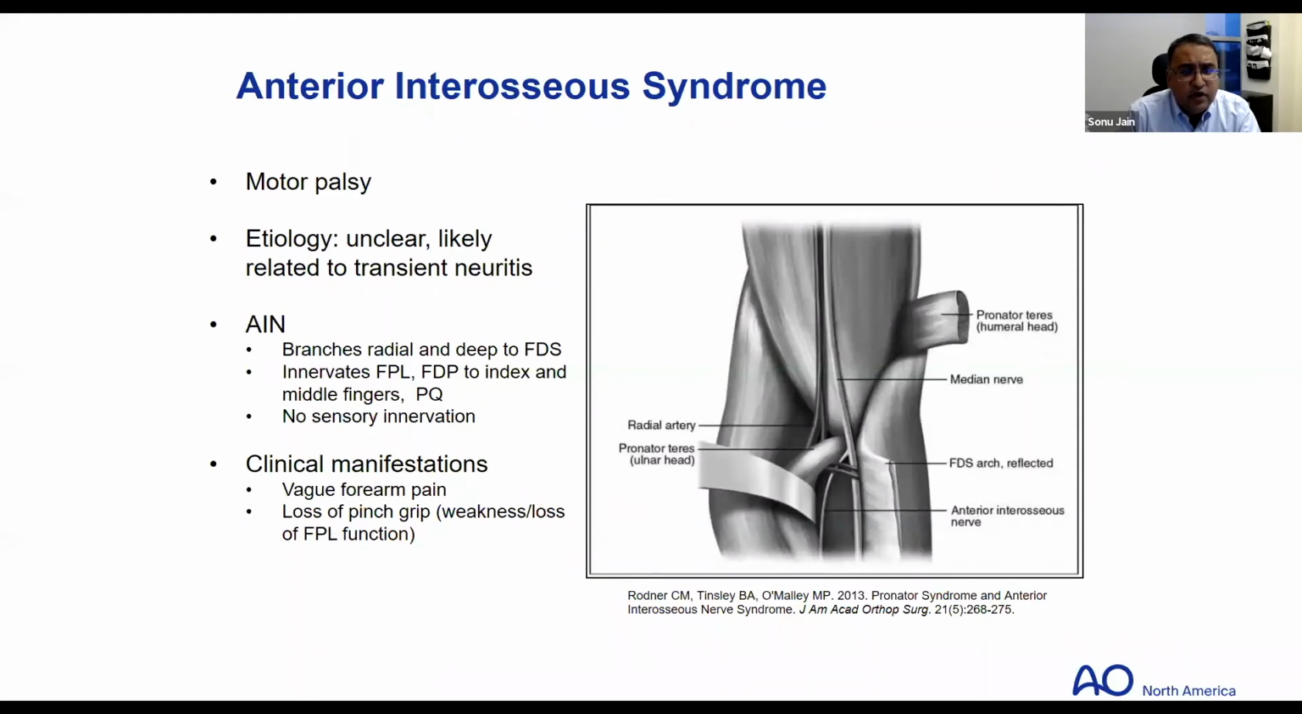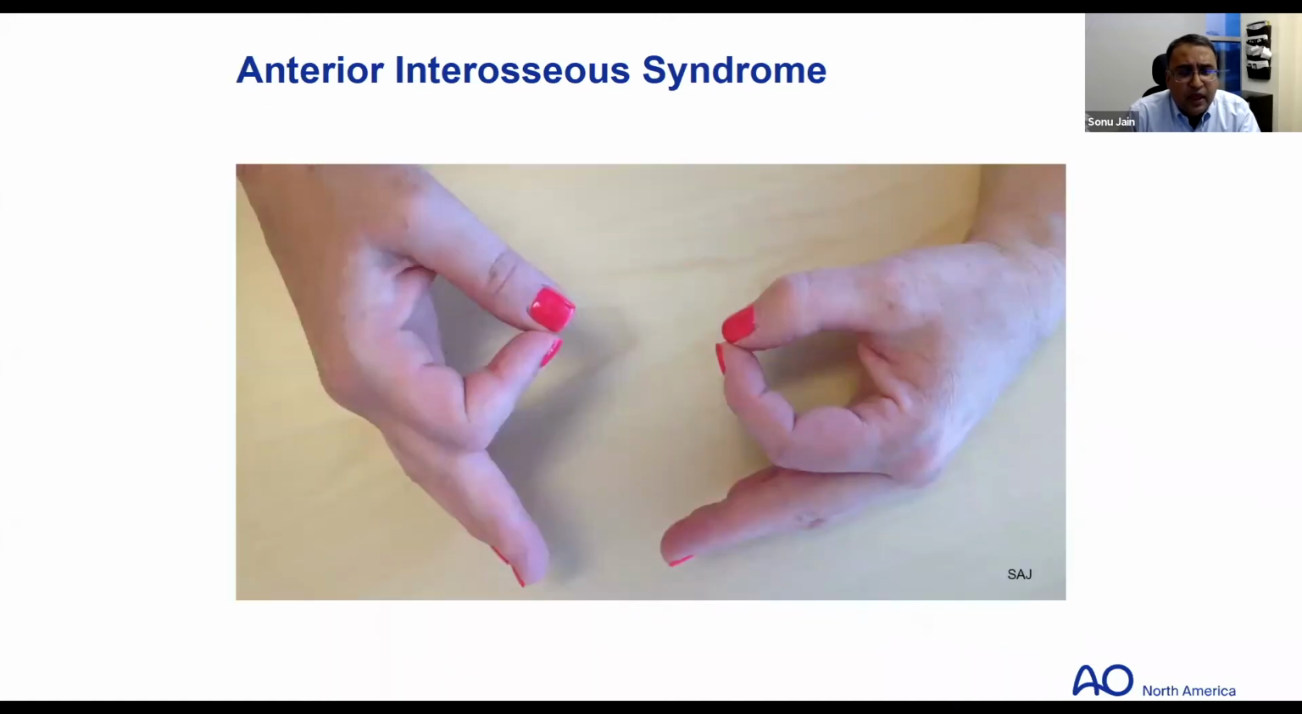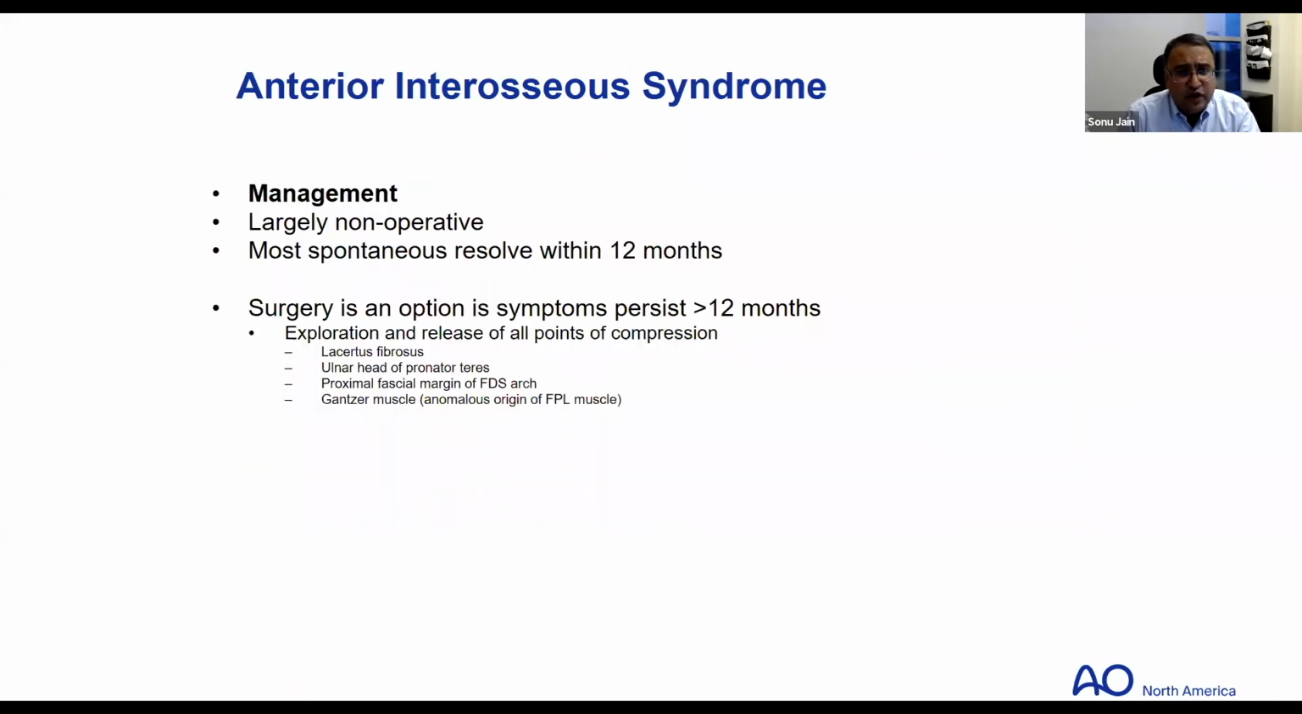And so, again, we're talking about the branches radial and deep to the FDS, and you get this vague forearm pain. And you can see here, this is a nice picture showing you in the right hand that you have this lack of the O sign, can't flex that DIP joint of the index and the IP joint of the thumb. So management is largely non-operative. Most of these spontaneously resolve within about 12 months.